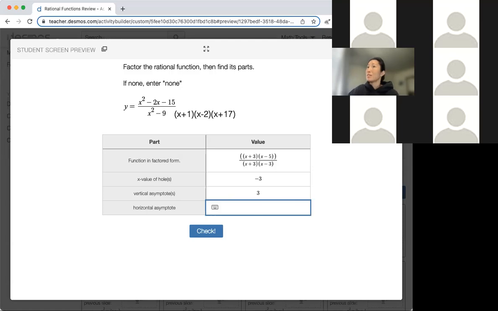So it's not the degree. It is not the degree. We're looking for the leading coefficient. So what number is in front of that term? Okay, so what is the leading coefficient for the denominator?